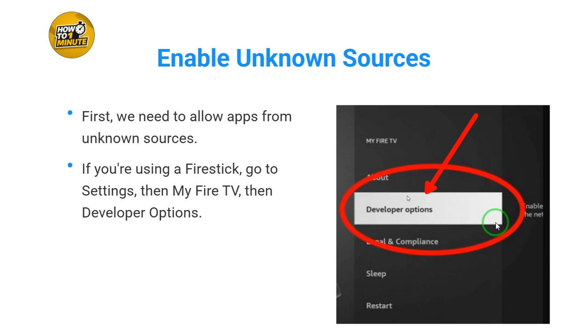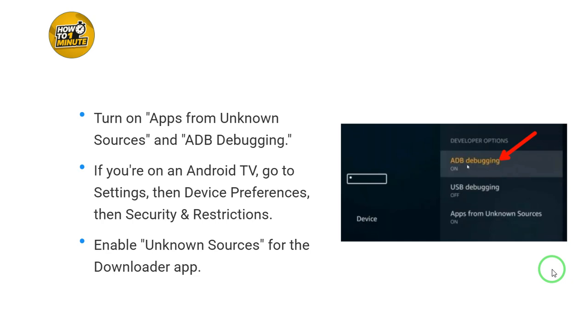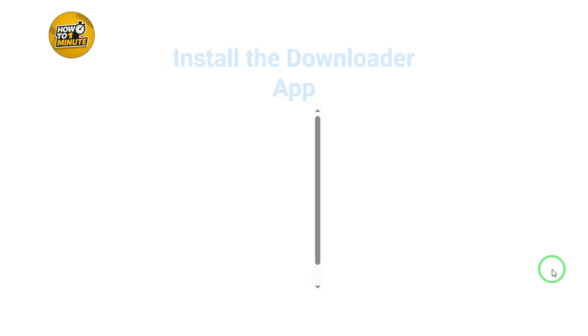If you're using a Fire Stick, go to Settings, then My Fire TV, then Developer Options. Turn on Apps from Unknown Sources and ADB Debugging. If you're on an Android TV, go to Settings, then Device Preferences, then Security and Restrictions. Enable Unknown Sources for the Downloader app.